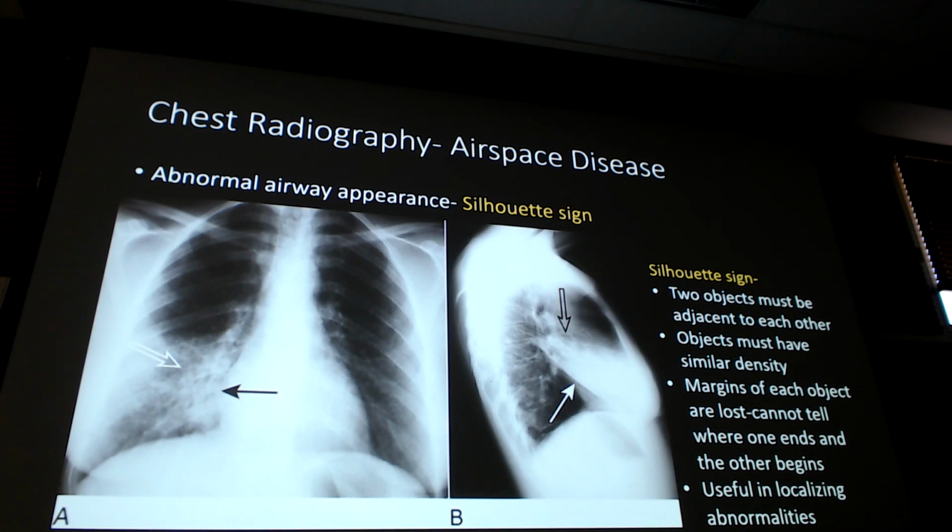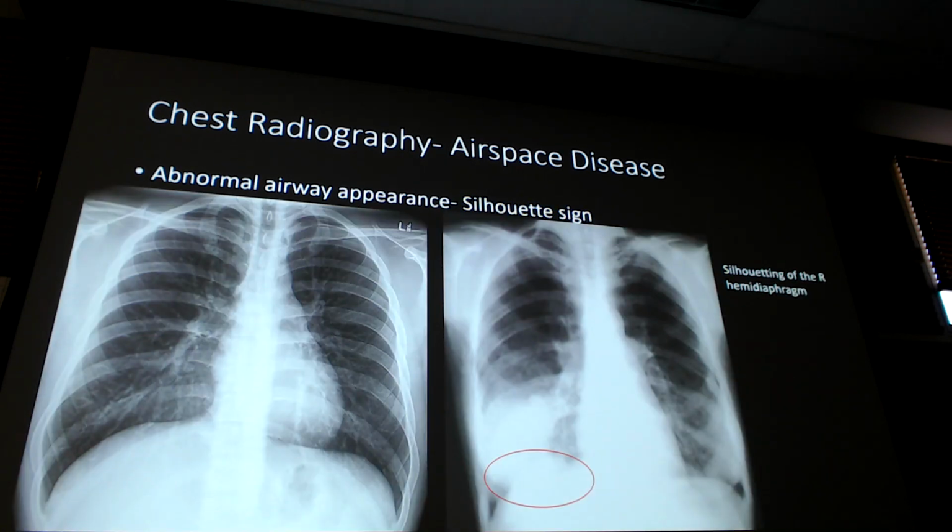So again, we call these airspace diseases. Spine sign is looking at the thoracic spine. They're supposed to be darker as they go down. When they don't, we call that spine sign. Silhouette sign is when we have two things overlapping one another, so the borders are blurred. I can't tell where one thing ends and one thing begins like it's supposed to. That's silhouette sign. That can happen anywhere. Right here in my right hemidiaphragm, here's my normal right hemidiaphragm. I can't tell you where the diaphragm ends and where this abnormality begins. That's a silhouette sign.